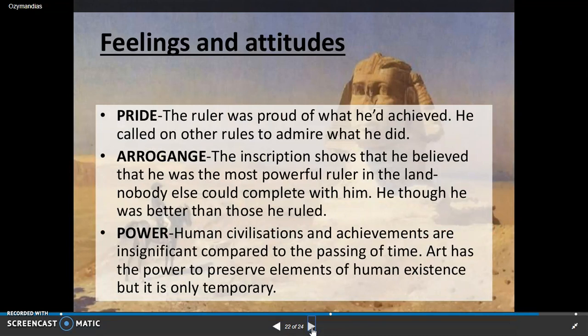So, feelings and attitude, which I've mentioned in the other one. Pride: the ruler was proud of what he'd achieved. He called on other rulers to admire what he did. Arrogance: the inscription shows that he believed that he was the most powerful ruler in the land. Nobody else competed with him. He thought he was better than those he ruled. And power: human civilization's achievements are insignificant compared to the passing of time. Art has the power to preserve elements of human existence, but is only temporary.